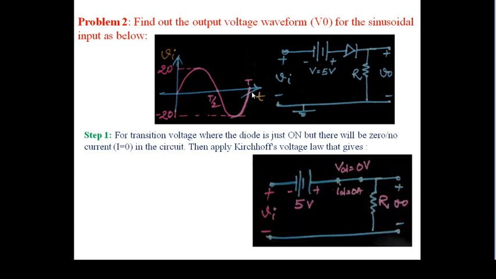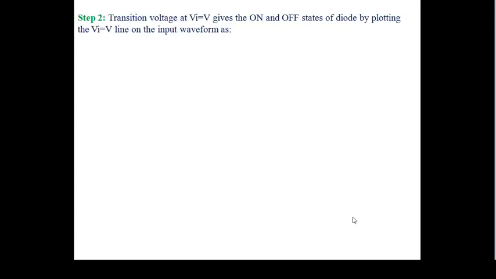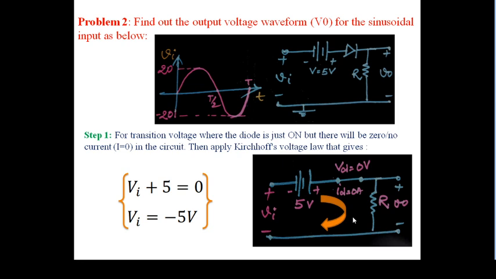During the transition voltage we are saying the diode is just on and there will be 0 current in the circuitry. So just apply Kirchhoff's voltage law again. In that loop it will give Vi plus 5 minus 0 equals 0. So Vi plus 5 equals 0, that will give Vi equals minus 5 volt. Okay, so it is clear.